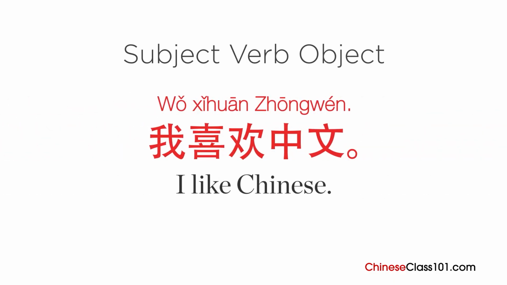Let's try another basic sentence. I like Chinese. I is 我, like is 喜欢, Chinese is 中文. So we put the subject first, then the verb, and then the object. Altogether we have 我喜欢中文.